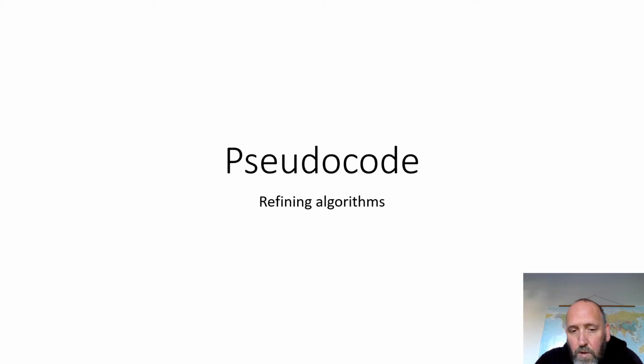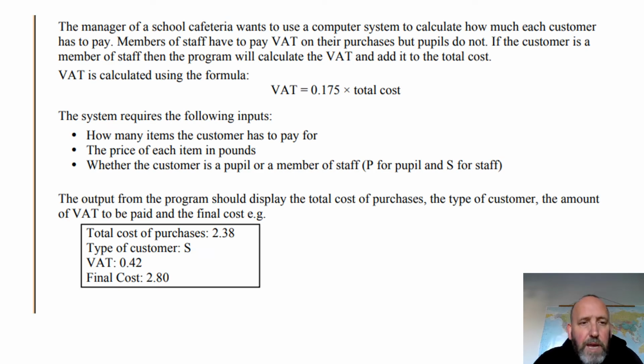So we're looking at the pseudocode and we're refining algorithms. We've done algorithms before, so let's not get worried. The manager of a school cafeteria wants to use a computer system to calculate how much each customer has to pay. Members of staff have to pay VAT on their purchases, but pupils do not. If the customer is a member of staff, then the program will calculate the VAT and add it to the total cost. VAT is calculated using the formula VAT equals 0.175 times the total cost.